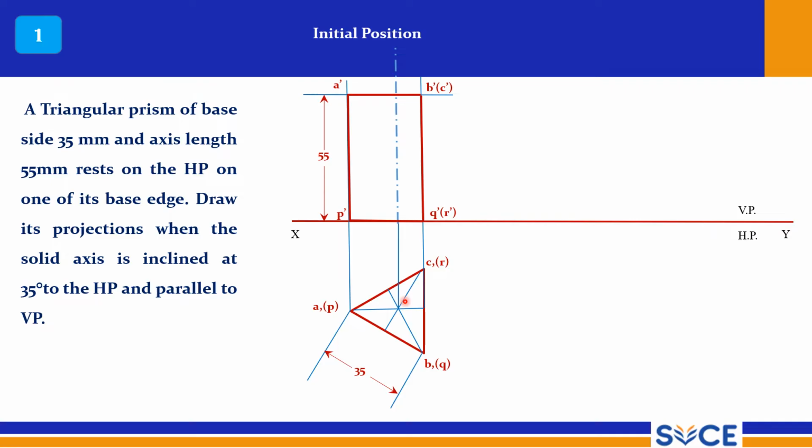Now you have to tilt this, and the axis. So this axis line is 35 degrees to HP. So first draw 35 degrees line, that is axis line. So it can be an infinite line. So this is the 35-degree line.